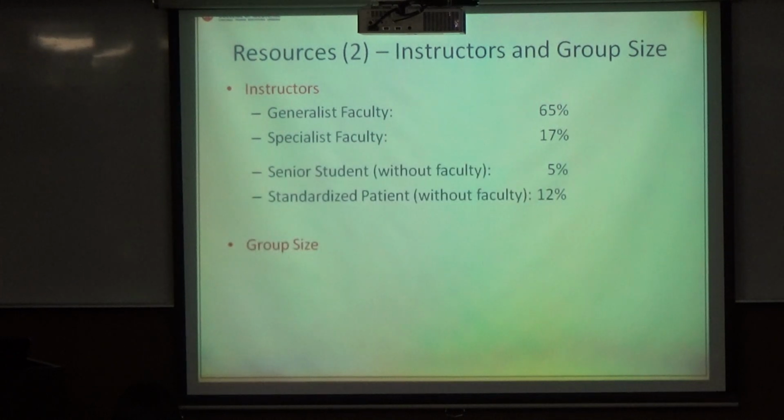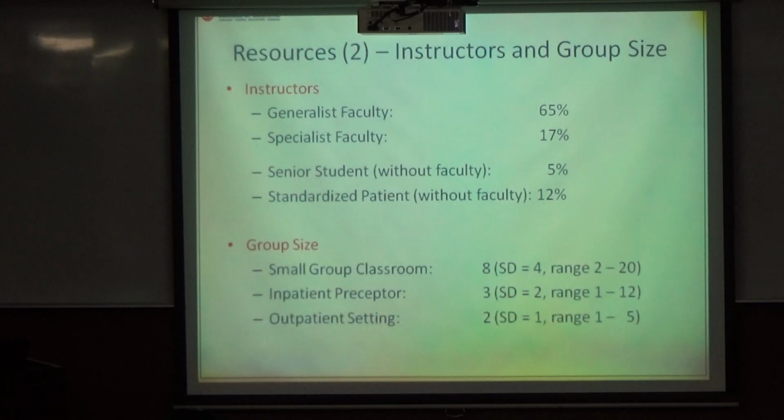What was interesting was that the instructors were mostly generalist faculty, but there were also senior students without faculty supervision who were teaching in about 5% of the schools. Standardized patients were also teaching without faculty in about 12% of the schools. The group size for the classroom was about 8, and in the clinical setting, there are between 2 to 3 students per group. Probably these are with the real patients here.